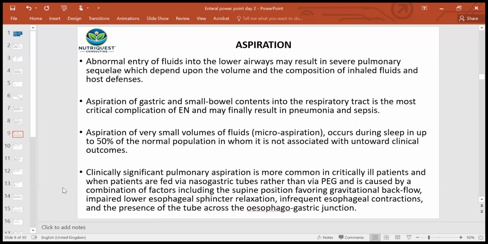So abnormal entry of fluids into the lower airways may result in severe pulmonary sequelae, which depend upon the volume and the composition of inhaled fluids and host defenses. So if the tube was wrongly inserted, then you know that you are going to experience the issue of aspiration. Or sometimes it can come also because of the positioning of a patient during feeding. You remember yesterday we said at what degrees should the patient be when we are feeding them, especially those on nasogastric tube? Which degrees, if you remember?